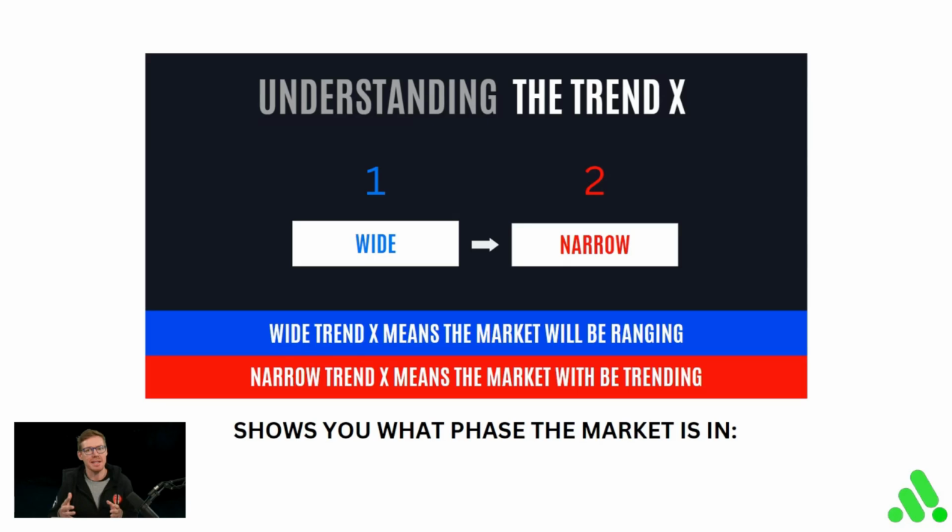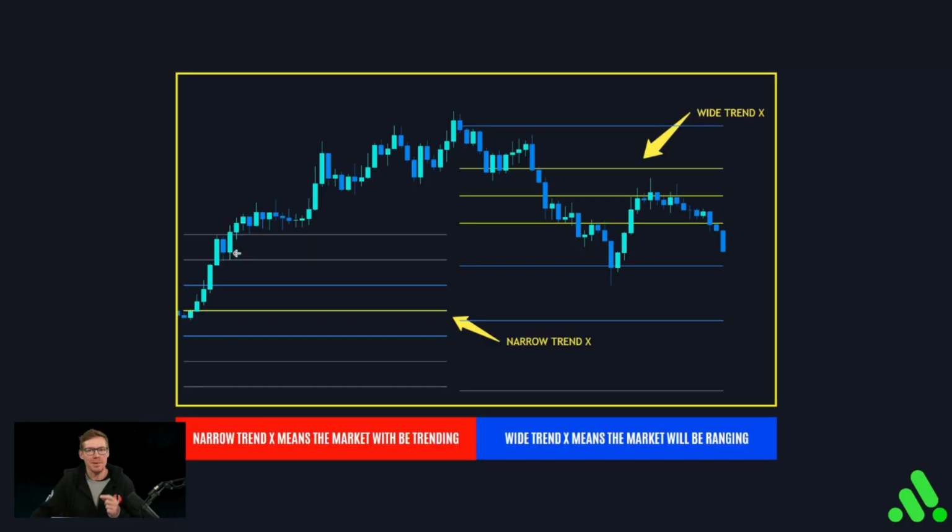The key to understanding the TrendX is we have 2 different pivot sizes. Wide grids means that the market will be ranging, and narrow grids mean that the market will be trending. So when you open up TrendX on your chart, it's going to show you all these key levels. It's going to put them on the chart. Immediately, you're going to know where all the key levels are located.